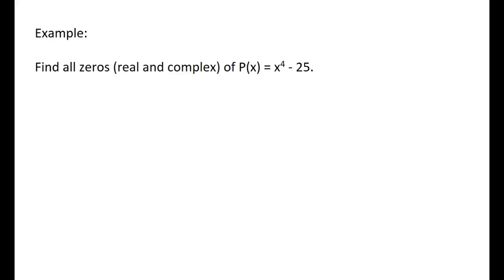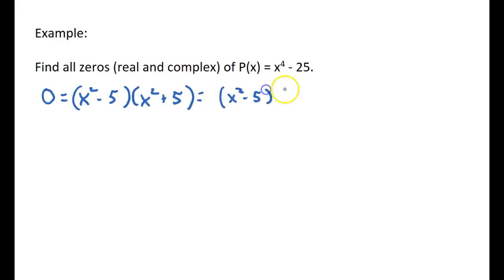So here's an example. Find all zeros, real and complex, of this polynomial x to the 4th minus 25. So I'm going to set it equal to 0. And I notice that it's the difference of 2 squares. So I'm going to factor that: x squared minus 5, x squared plus 5. And both of these are also the difference of 2 squares. Well, you may be saying that's not the difference of 2 squares. Actually it is. What if I wrote it like this? x squared minus 5, x squared minus negative 5.